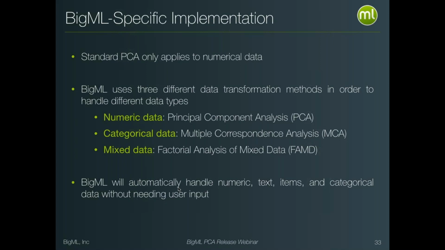The take-home message, what's most important about this, is that BigML will essentially automatically handle principal component analysis and dimensionality reduction problems using PCA, whether your data is numeric, text, items, or categorical. And you don't need to provide any input about which one of these underlying transformation methods you want to use. It will automatically detect the data type for a given field. And you always have the ability to configure a field if something isn't being read properly, for example.